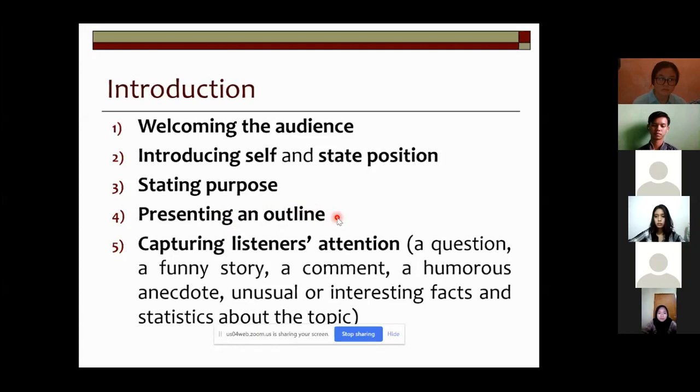Then the audience can predict what the material you are going to talk about is, and they can estimate how long the presentation will be held later. Okay. And then it will help you as a presenter to remind yourself of the clues of your presentation. And then the fifth one is about capturing listeners' attention.